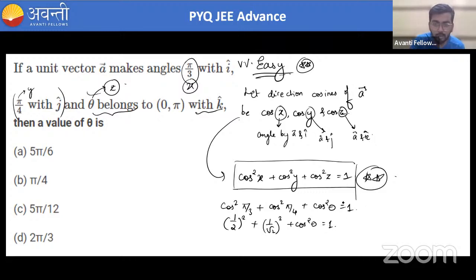Now, 1 by 4 plus 1 by 2. This is half square, and this is 1 by root 2 square, plus cos square theta should be equal to 1, right? So the value of cos square theta comes out to be 1 minus 1 by 4 plus 1 by 2, which is 3 by 4, right? So this comes out to be 1 by 4.